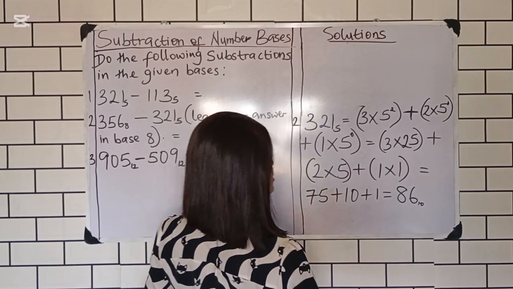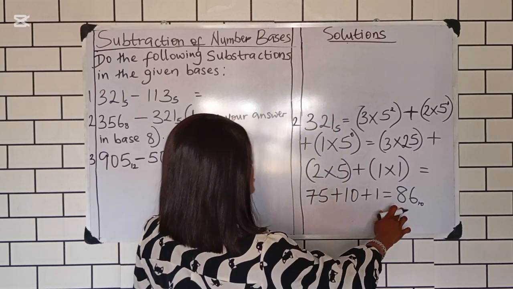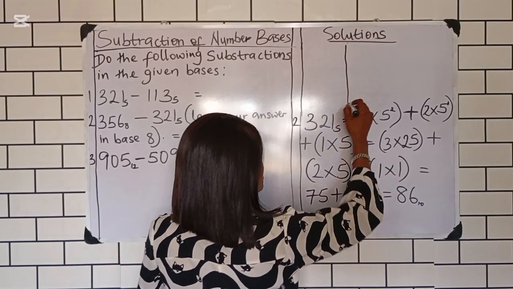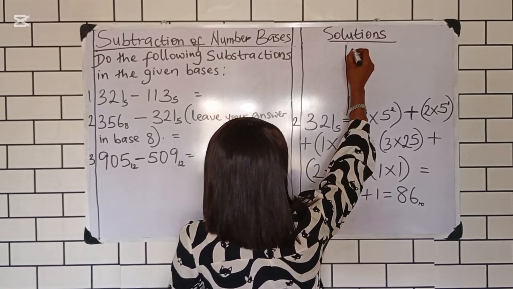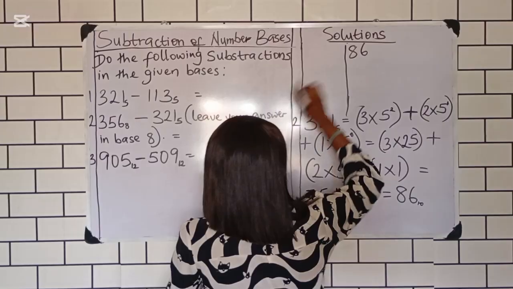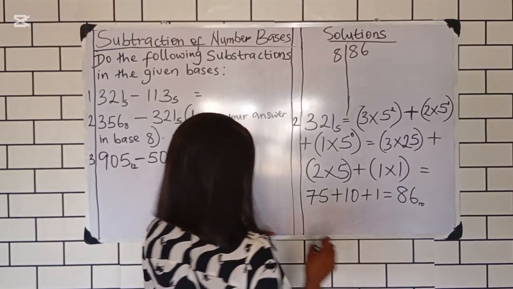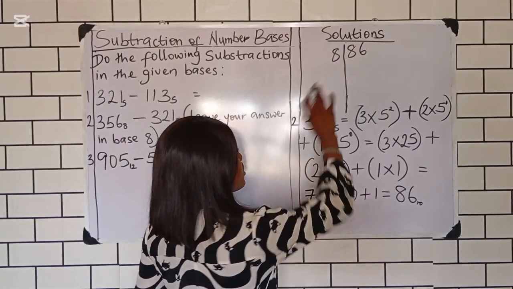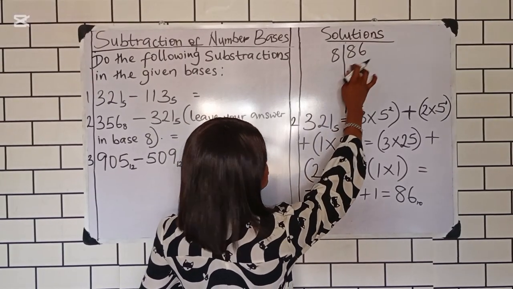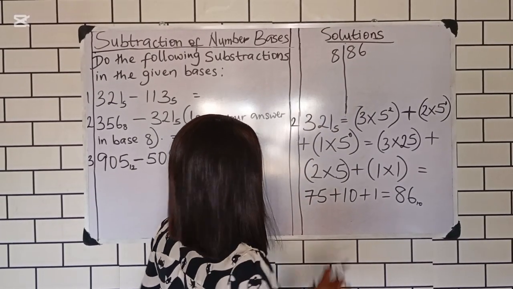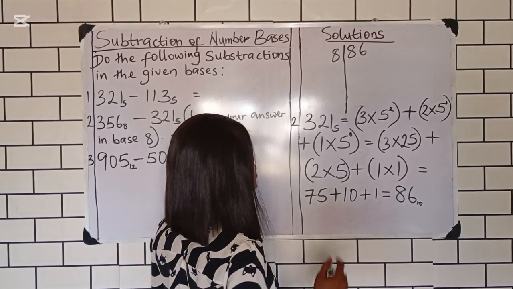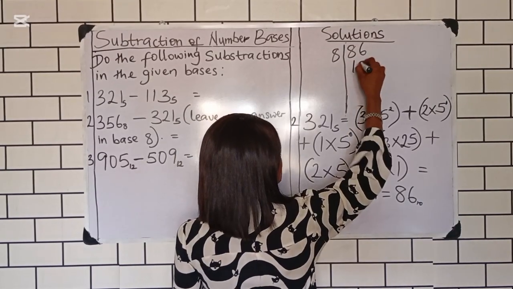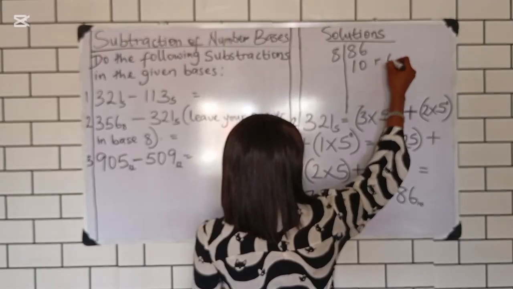Here we have our 86 in base 10. Now converting this 86 to base 8, you have your 8 here. Now here we go. We are converting this 86 to base 8. 8 divided into 86 here will give us 10, with remainder 6.